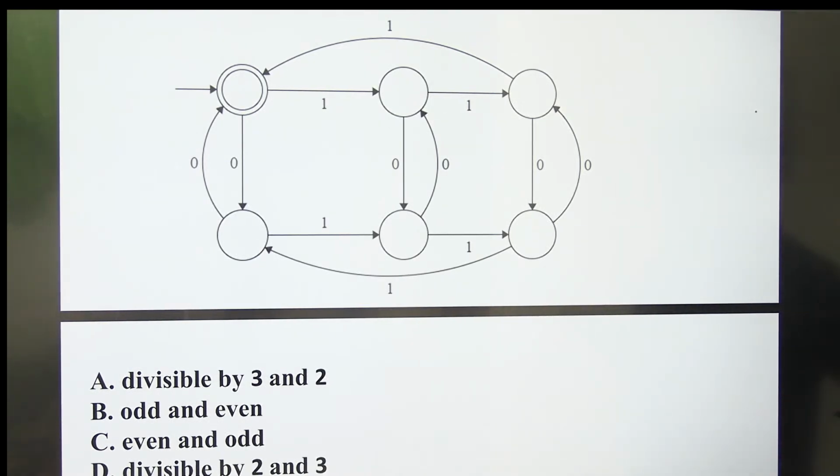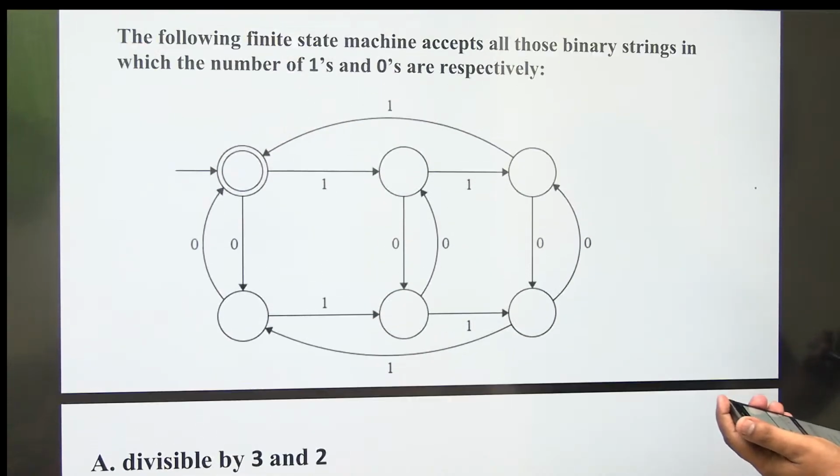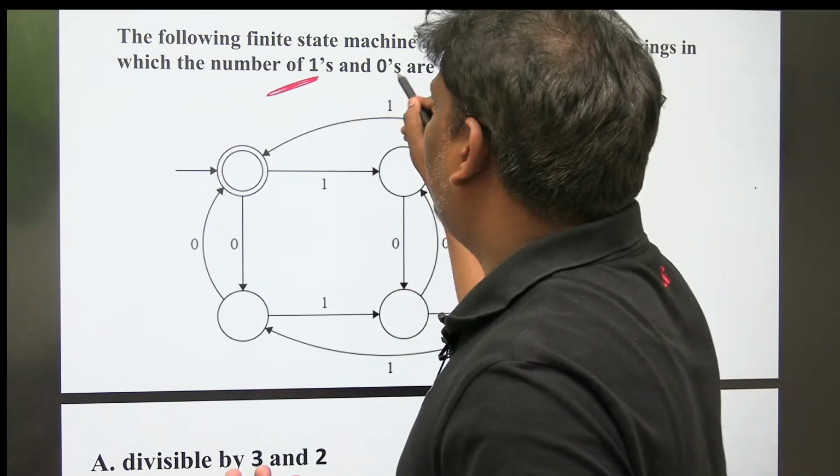This automata, number of ones what? Number of zeros what? Can you verify? Option A, number of zeros divisible by 3, number of ones divisible by 2. B, zeros odd number, ones even number. C, zeros even number, ones odd number. D, divisible by 2 and divisible by 3. Remember, first one is ones, second one is zeros. Try properly.